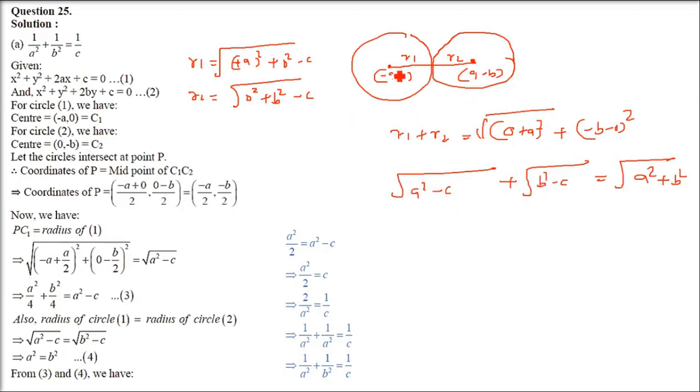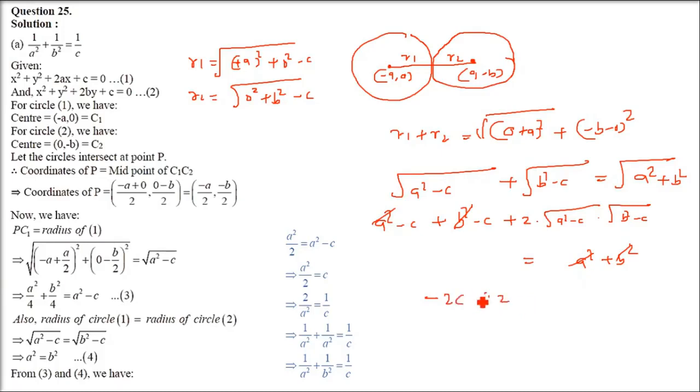A is the correct option here. Let me just square it. This is a square minus c plus b square minus c plus 2 into under root a square minus c into under root b square minus c equals a square plus b square. I squared it. A square, b square get cancelled. So minus 2c, 2c I can take on the other side.